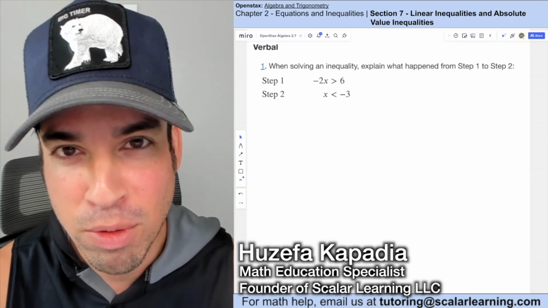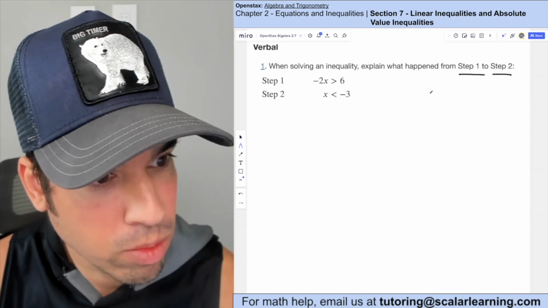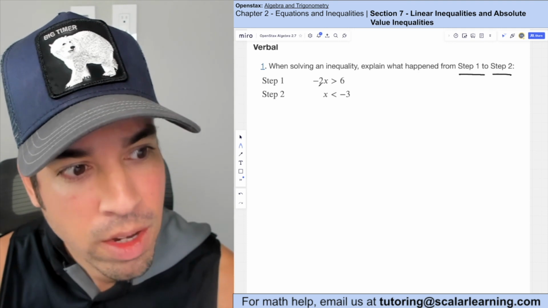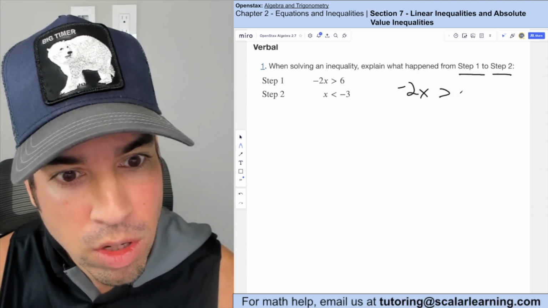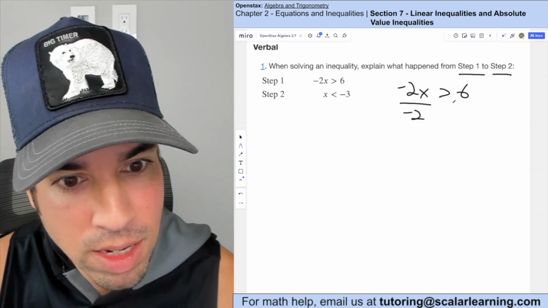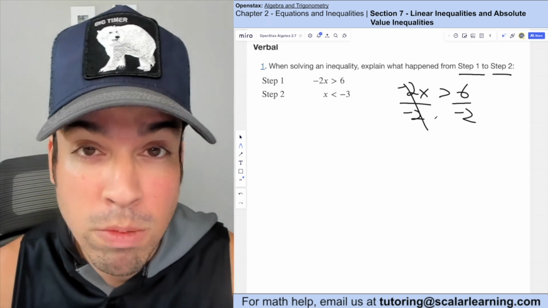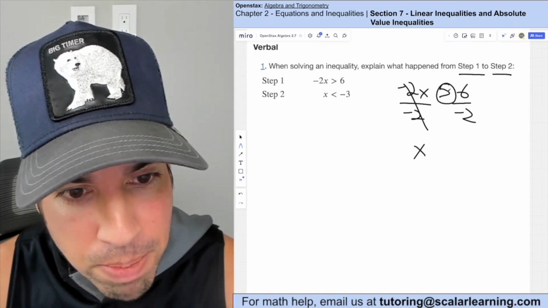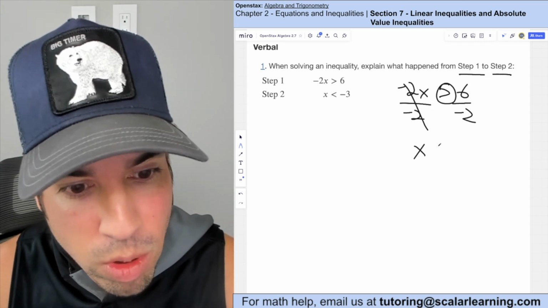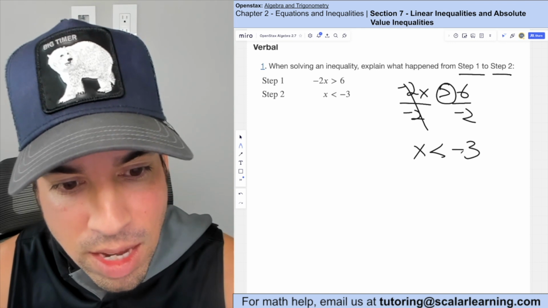Let's do it. When solving an inequality, explain what happened from step 1 to step 2. So it looks like what they did here is they divided both sides by -2, right? So if we go here, you divide both sides by -2. But when you divide both sides or multiply both sides of an inequality by a negative number, you have to flip that inequality symbol. So the inequality symbol flips, and that's why we get x is less than -3.